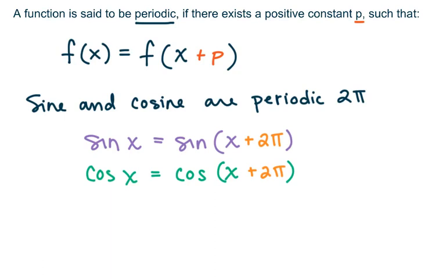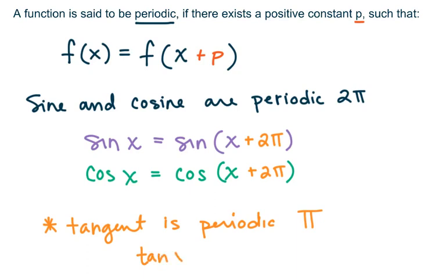We're not going to talk about tangent in this video, but I will let you know tangent is periodic pi. So we could say that tangent x is equal to tangent of x plus pi instead of 2 pi. And we'll look at that more when we start talking about our tangent video. All right, 2 more quick things to mention about our sine and cosine functions.